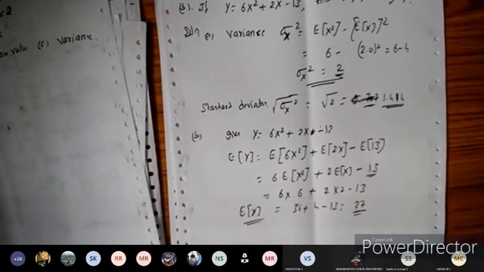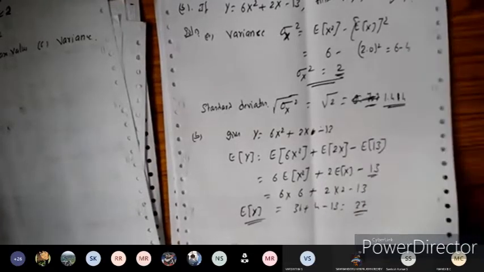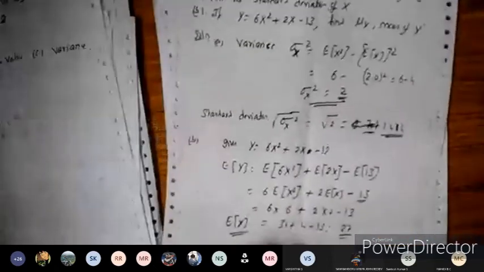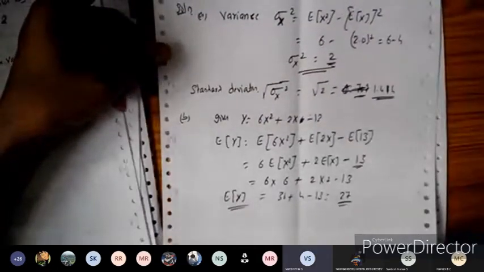So done. Okay, let us take the next one. Next problem. So any doubts in this problem? No doubts, I guess. Okay, so we'll go for the next problem. So that is problem number 12. So I think everyone copied, right? Yes, sir. Okay, fine.